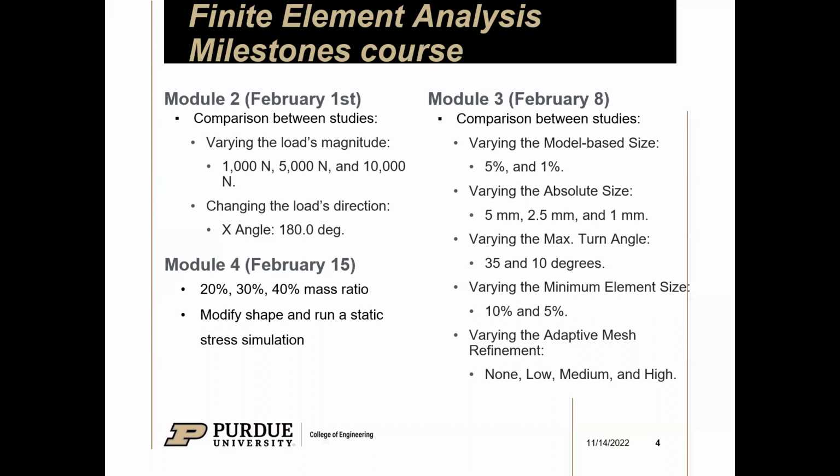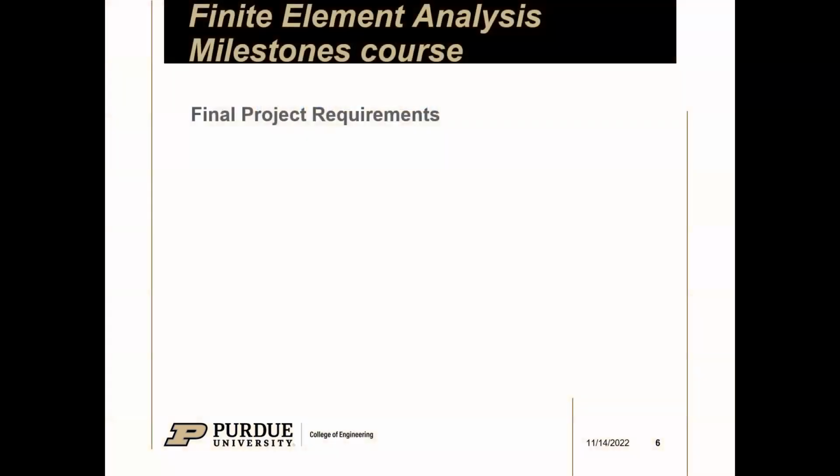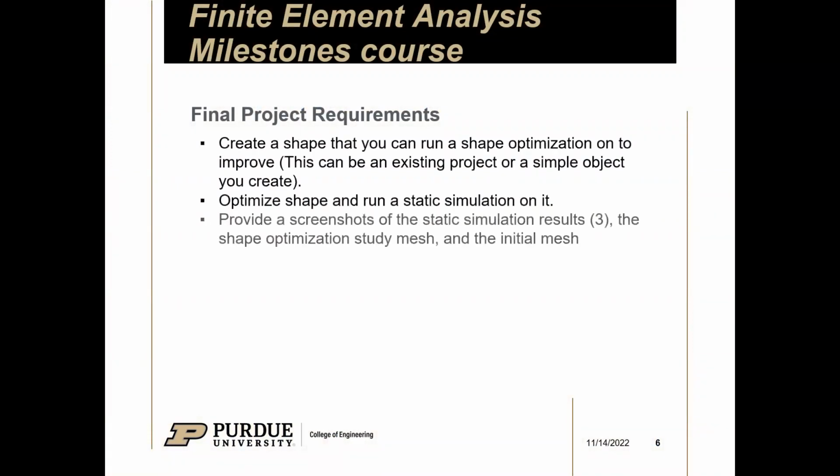So for the final project, it's fairly simple from what we've done these last 5 weeks. You basically need to create a shape that you can run shape optimization on to improve it. This can be an existing project you have. My project was actually a hook that I attached onto my bed. I did a shape optimization and static stress analysis on that, or any simple object you create, like the model we've been using as an example for these past 5 weeks. So basically, you're going to optimize the shape and run a static stress simulation on it after.